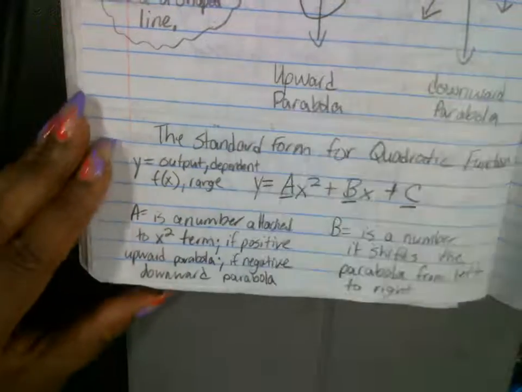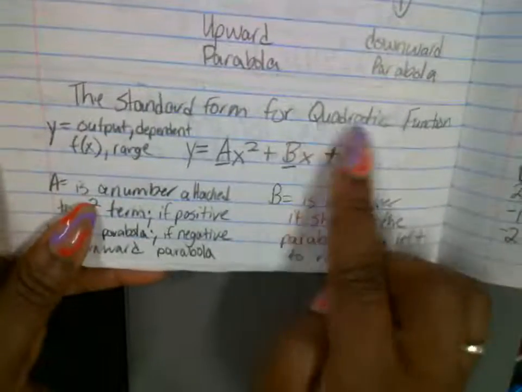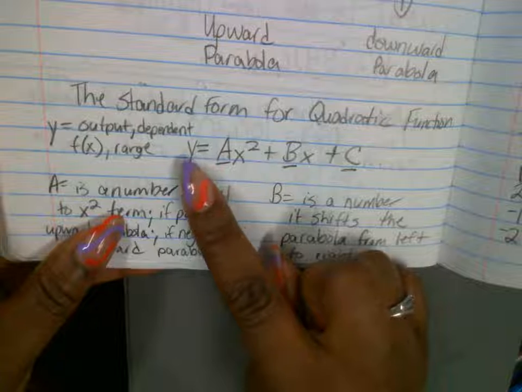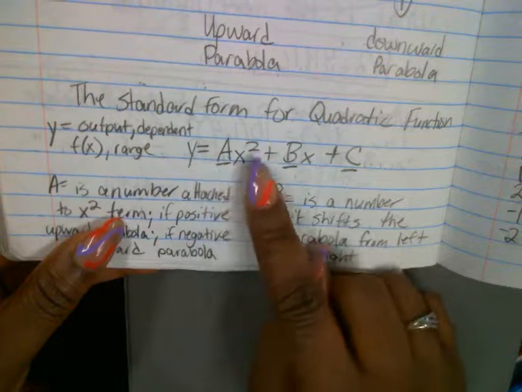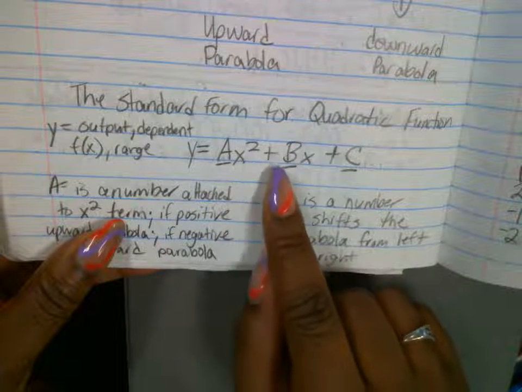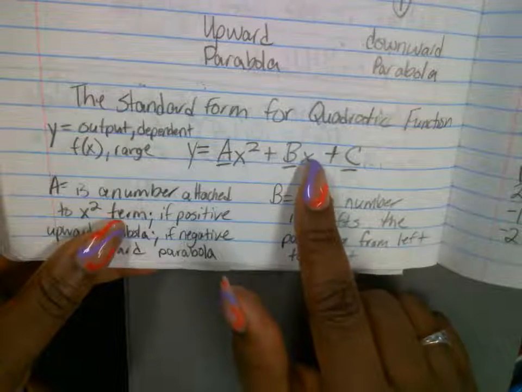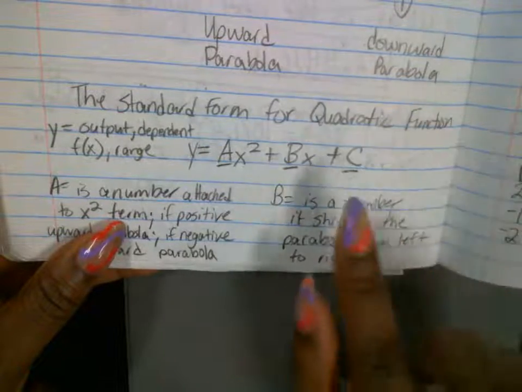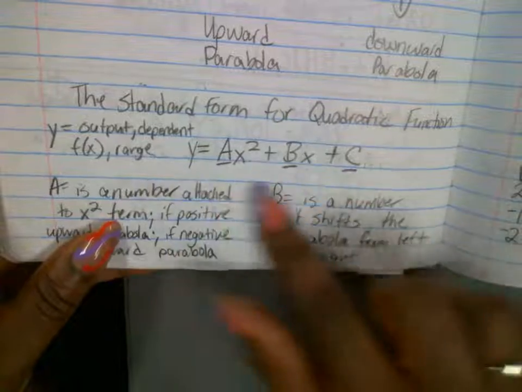Okay? All right, so this is the standard form for a quadratic function. You got y is equal to, you see a is attached to the x squared. Yes. B is attached to just the x. And C has no variable attached to it at all. Are there any questions about this?